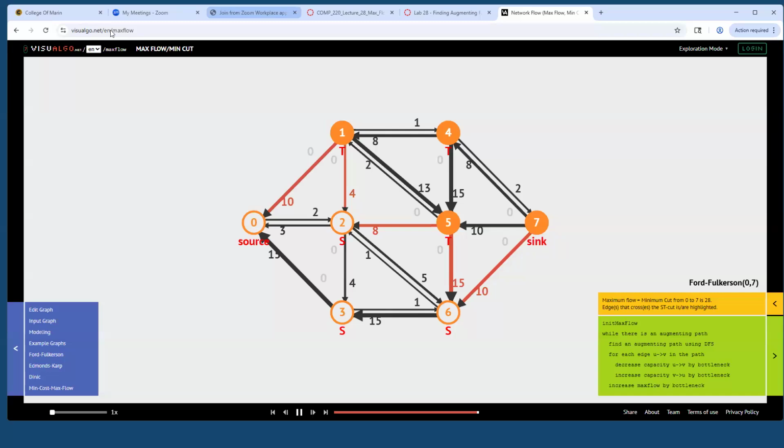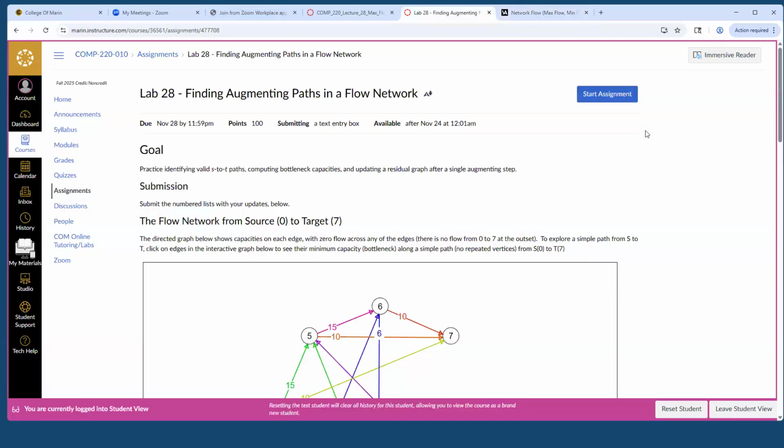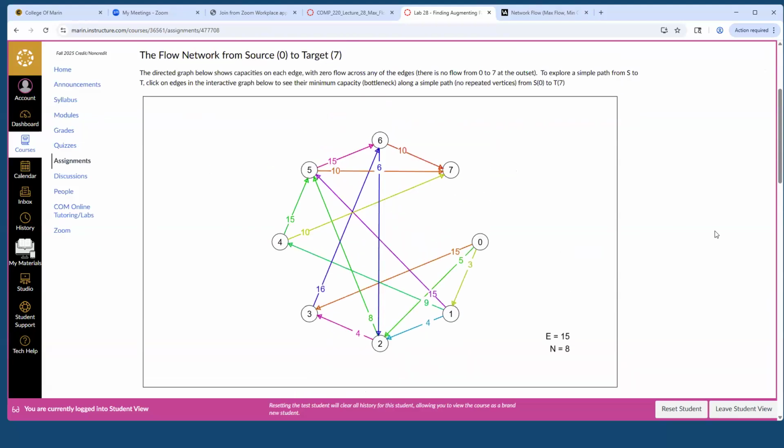So let me jump on over to the lab in Canvas. Here's our lab real quick. There's a little bit of reading required, but here's a graph. Allow me to show you. This is an interactive graph. Notice that if I wanted to pick an augmenting path to get from 0 to 7, this is a very similar graph to what we've been working with. It has 15 edges, 8 vertices.